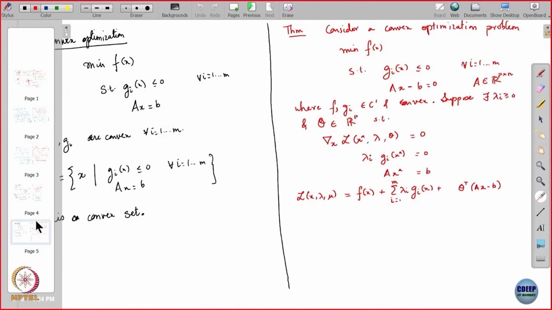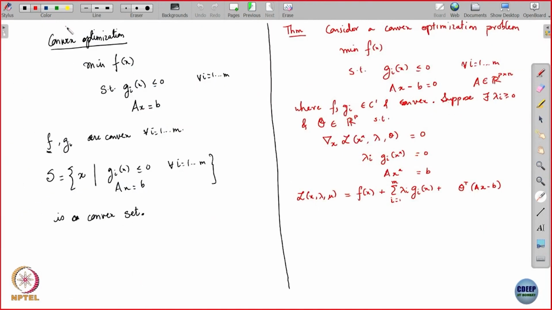So, what I am effectively doing by taking theta transpose (Ax minus b) gives me a sum of theta j times the jth row of Ax minus b. All right. So, this is my Lagrangian for this theta.